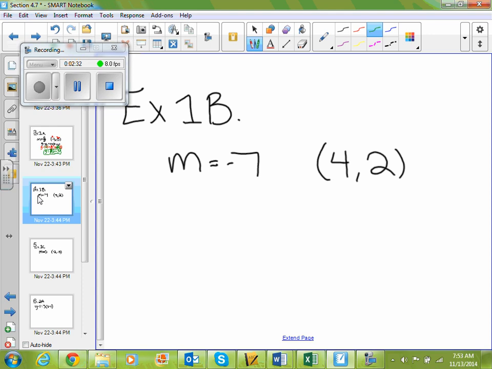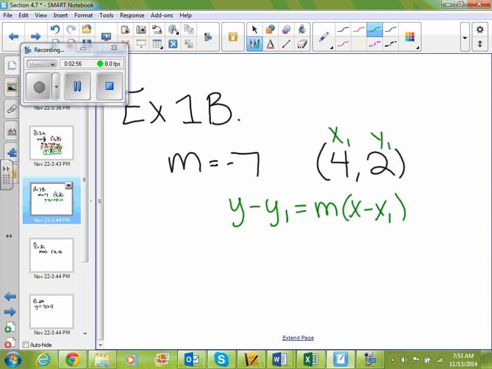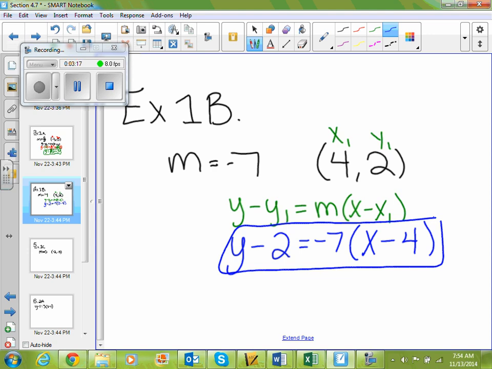If I look at 1b, I'm given a slope of -7 and the point 4, 2. Using my point-slope form, y minus y1 equals m times x minus x1, then I know that my m is -7. I'm going to let 4 be my x1 and 2 be my y1. So if I plug that in, then I get y minus my y1, which was 2, equals my m, my slope, which is -7, times x minus my x1, which was 4. So my equation is y minus 2 equals -7 times x minus 4.